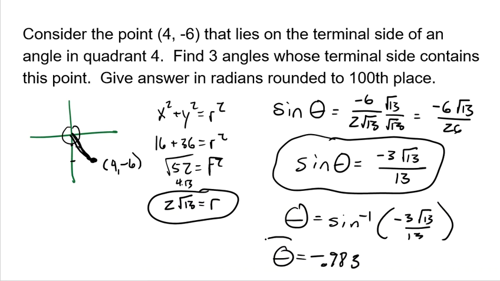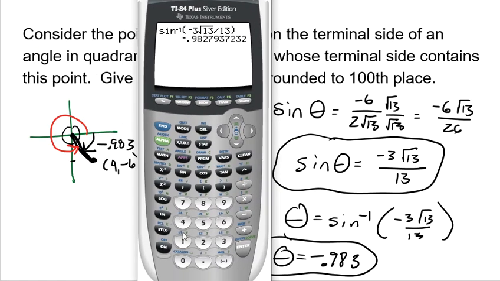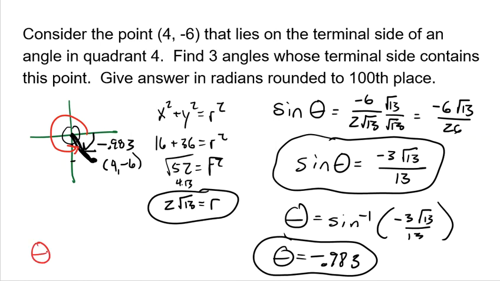If you are obsessed with degrees, well, then put yourself in degree mode and do it on there. So right here, there it is, -0.983. So how do I find more answers? Because I want 3 answers, 3 different angles that all end at this same terminal side. Well, one thing I could do is find the positive angle that goes up and around. So to do that, I'm just going to take 2 pi, because 2 pi is a full circle. 2 pi, I'm going to subtract the 0.983, and I get 5.300. So another angle that ends at that terminal side is 5.300.